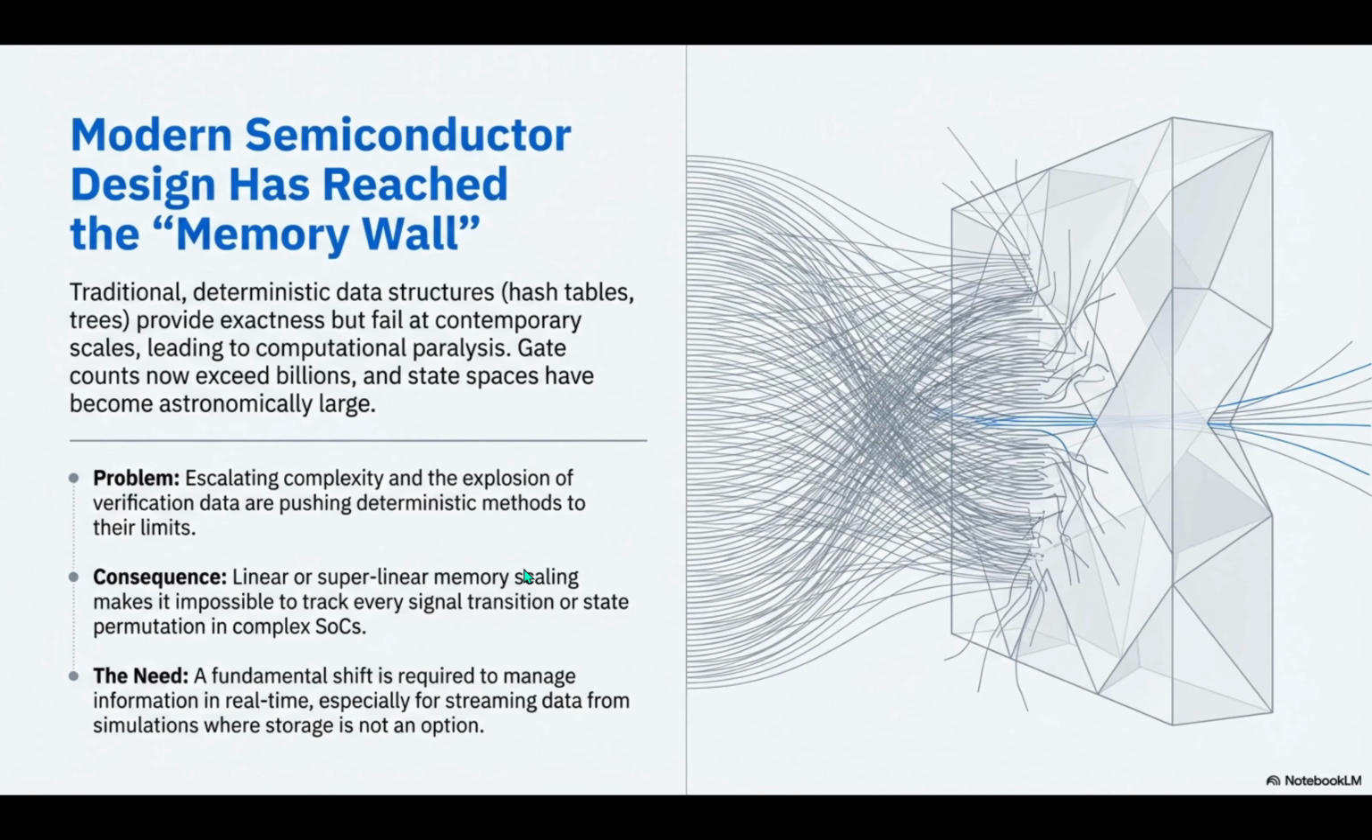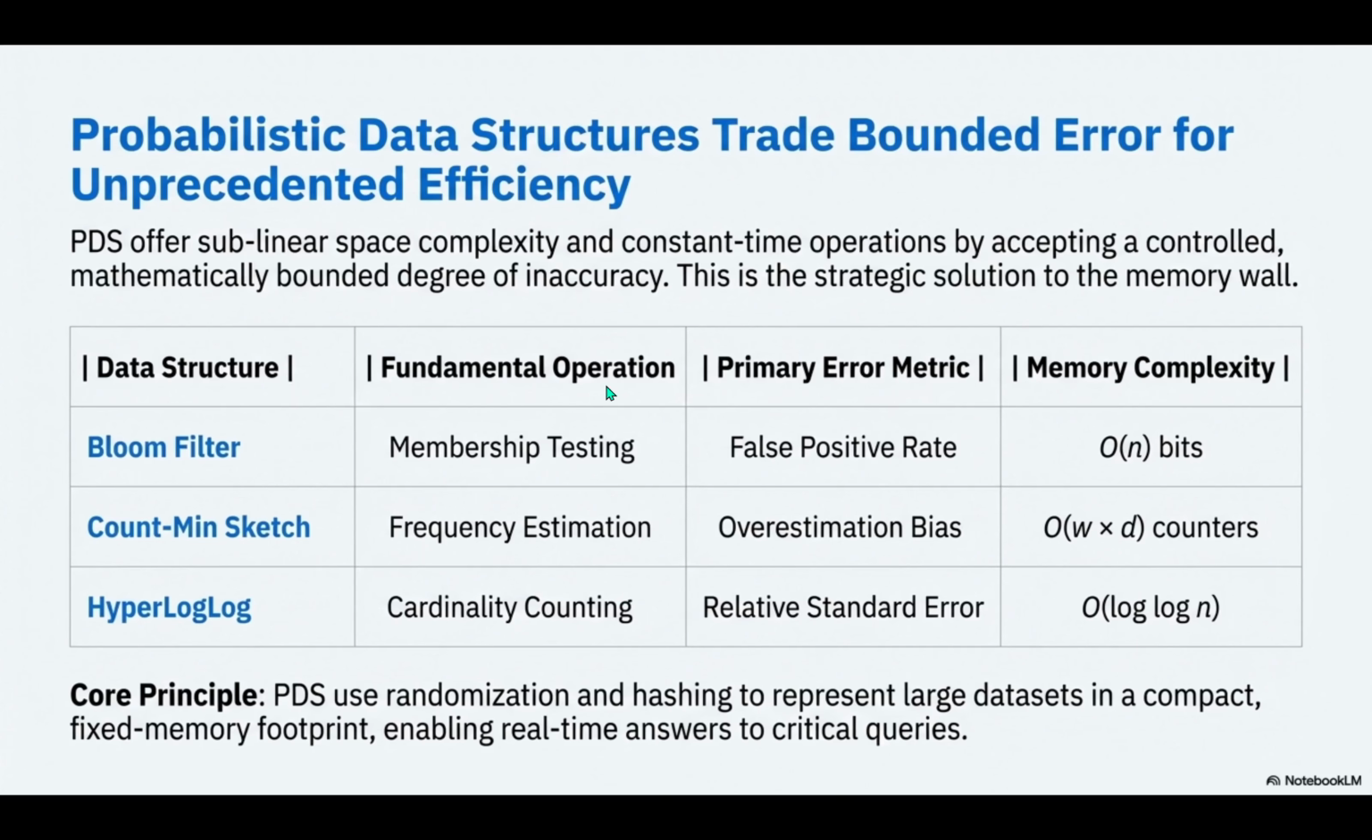And this is where we get into the world of probabilistic data structures, or PDS. Exactly. We're talking about embracing a controlled, mathematically bounded degree of error. For what? For sublinear memory use and constant time operations. This isn't just a hack, it's a calculated engineering move. That's the key takeaway. It's a trade-off that is essential for survival in modern hardware design.